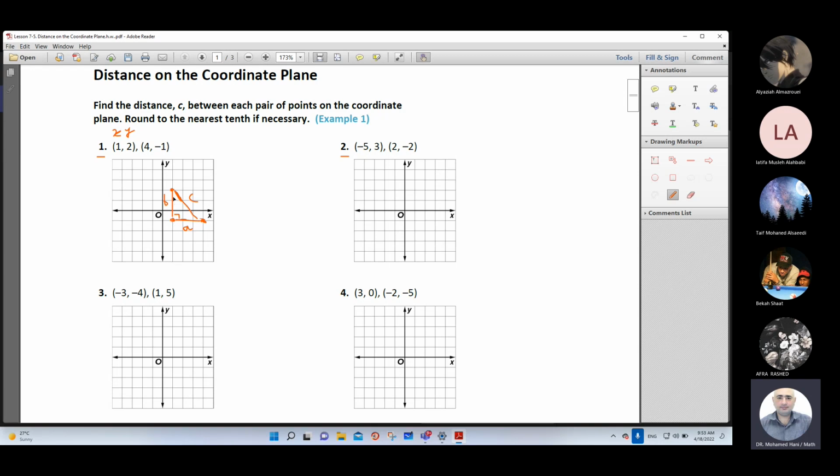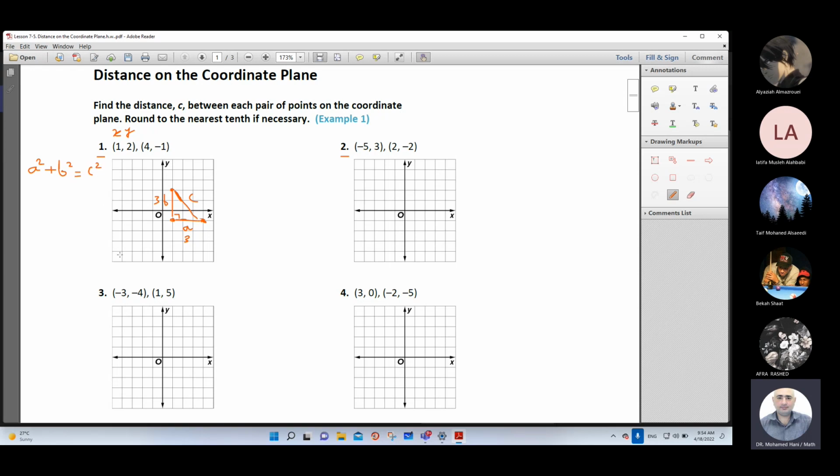We know b. How do we know b? We can count the units: 1, 2, 3. So b equals 3. And a: 1, 2, 3. So a equals 3. How to find c? We can use the Pythagorean theorem. The Pythagorean theorem in a right triangle says a squared plus b squared equals c squared.